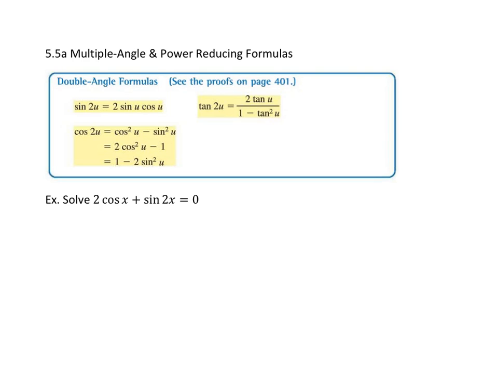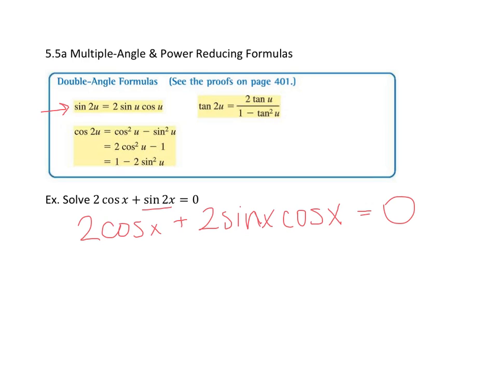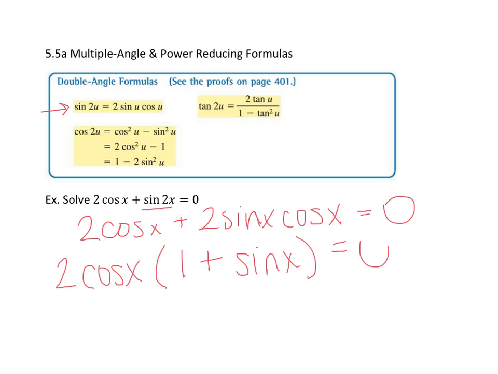First of all, I'm going to use the identity to rewrite this sine 2x. I'm going to rewrite it with this identity right here. So 2 cosine x plus 2 sine, and my angle in this problem is x, times cosine x, and we know this equals 0. This turns into just your regular solving equation. They both have a 2 in common. They also have a cosine x in common. If I factor that, I have a 1 plus sine x left over.